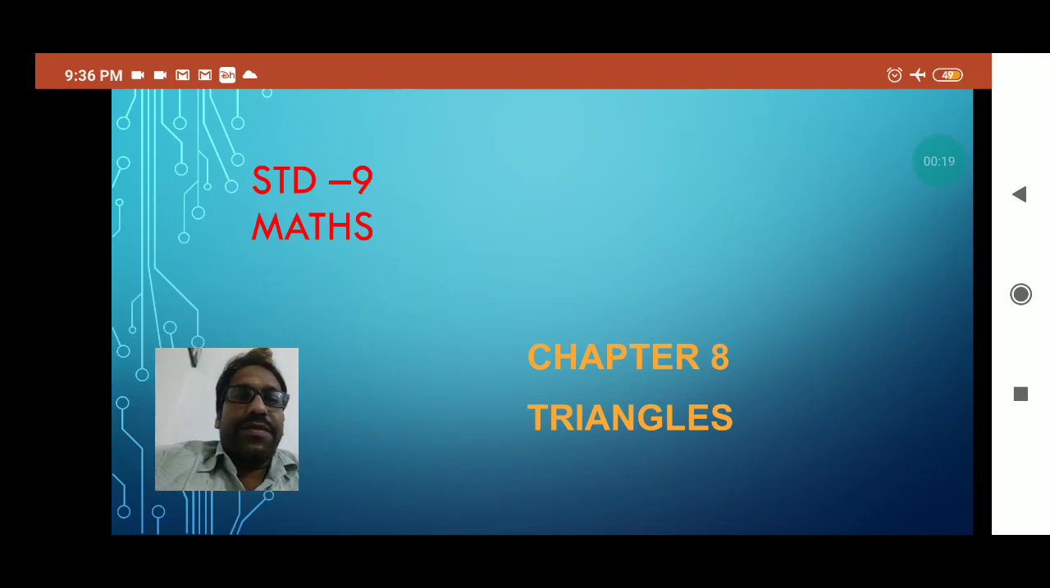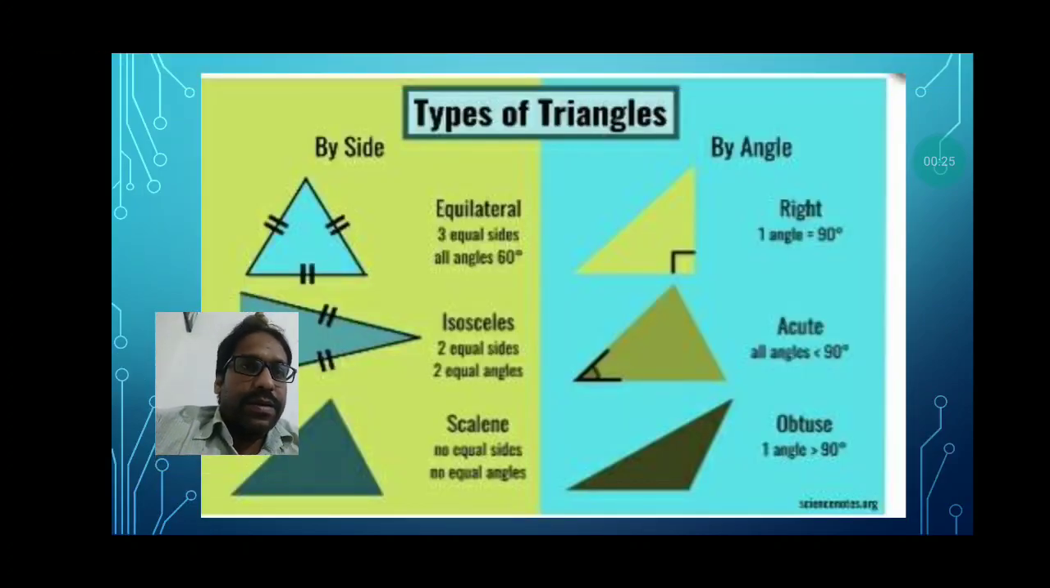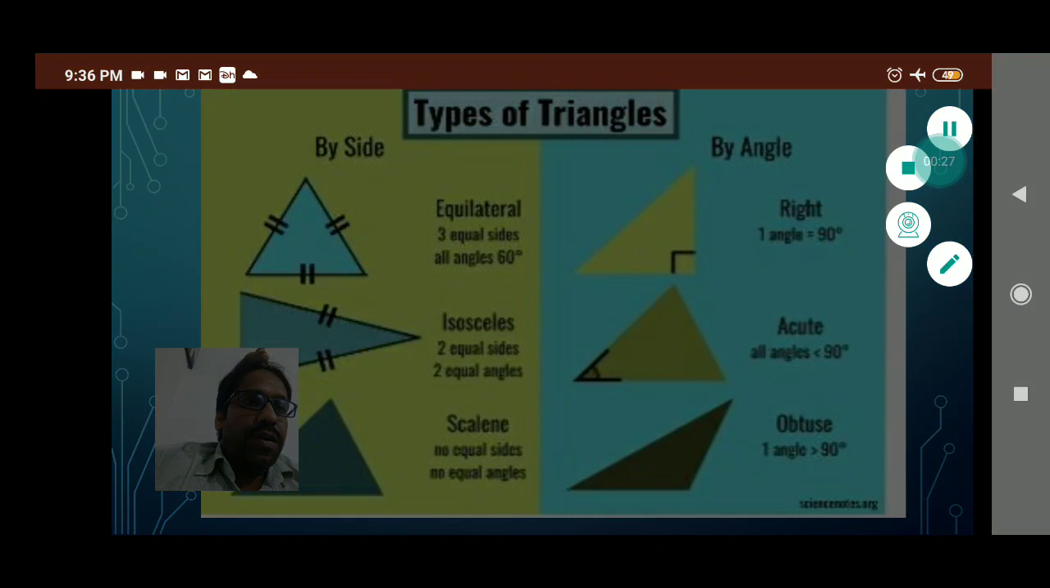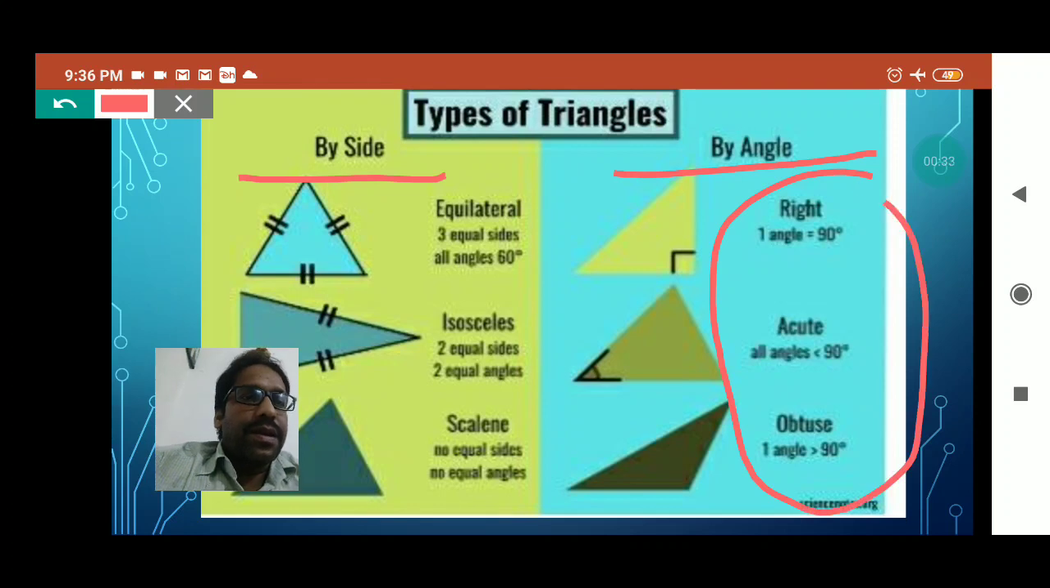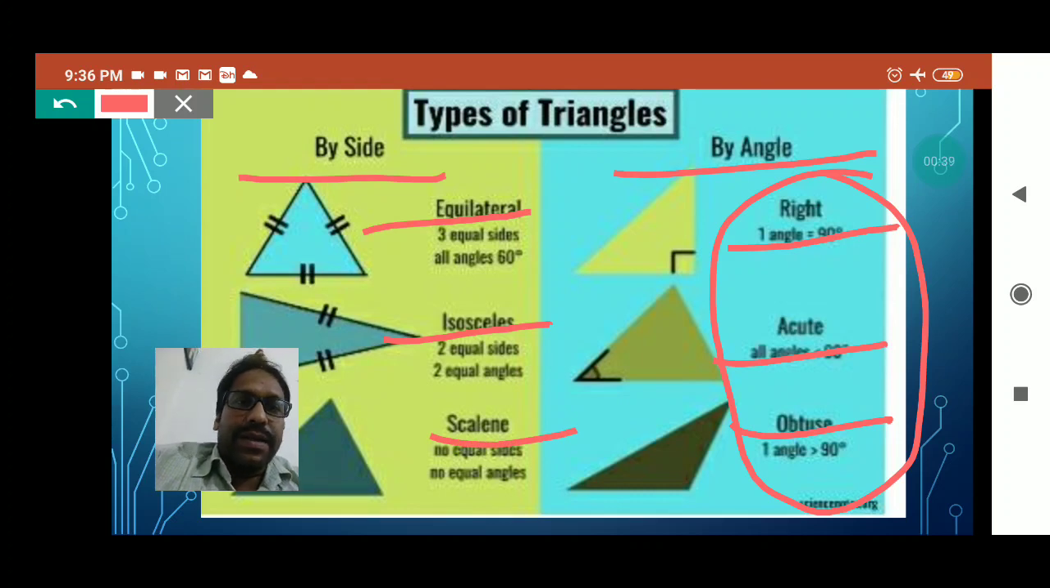Now, we are discussing our triangle chapter. And what is in the triangle chapter? We have read many things. We have read about the types of triangles on the basis of sides and types of triangles on the basis of angles. So in total we have 6 types. See here, 1, 2, 3 and 1, 2, 3. So in total we have 6 types.